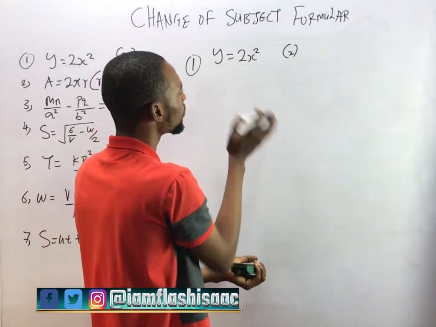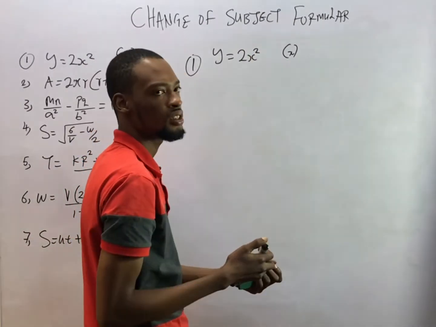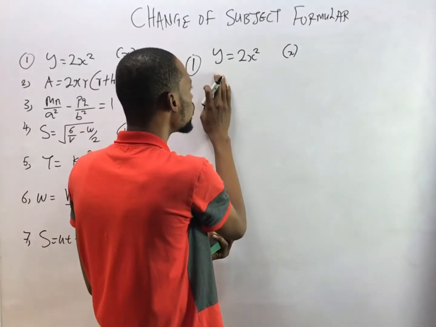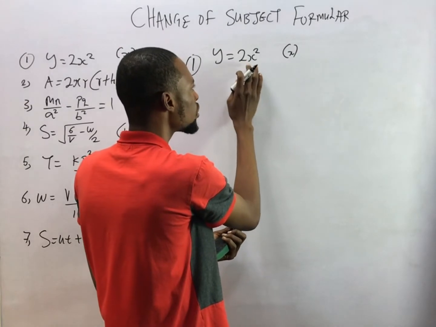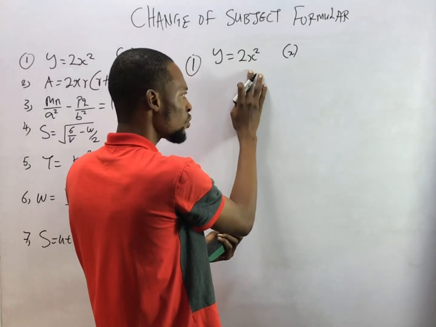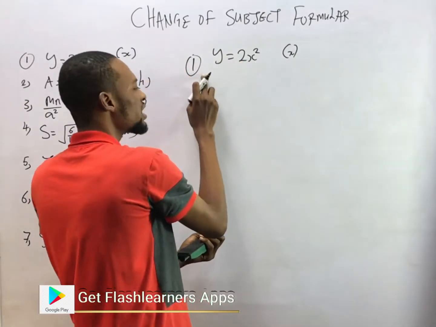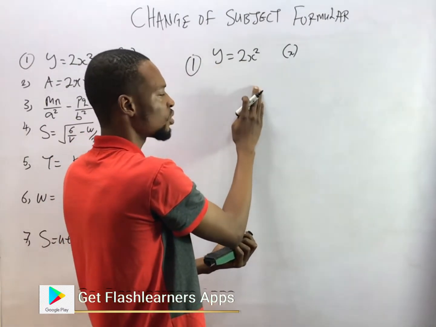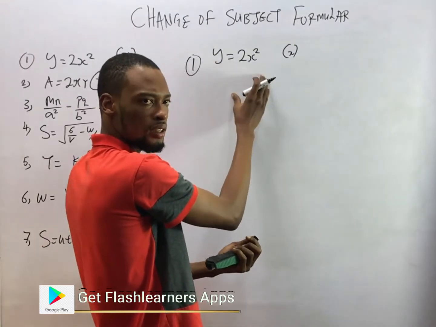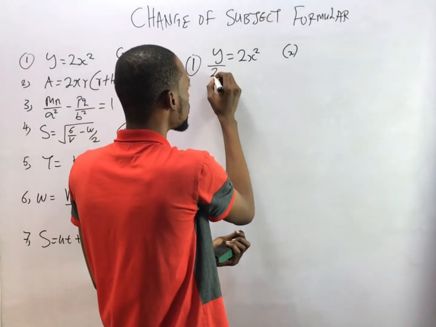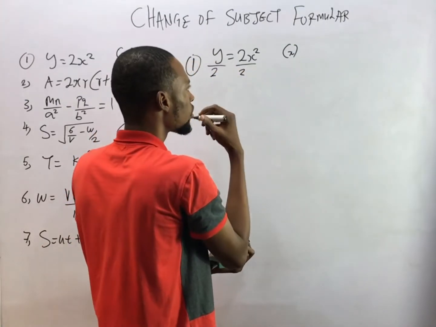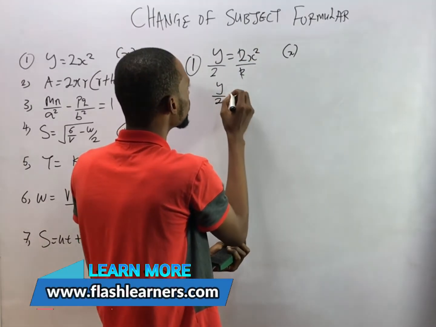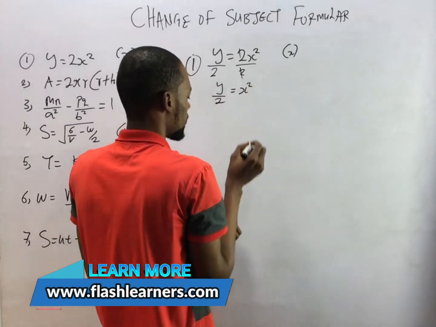How do we remove this 2? And how do we remove this square? First of all, let's remove 2. To remove 2, and since what is joining this 2 is multiplication, 2 times s squared, it means you can't just take this 2 and bring here. No, we have to divide both sides by 2. So that is the operation that would work here. So therefore, here over 2, here over 2. This will cancel here. That means we now have y over 2 is equals s squared.